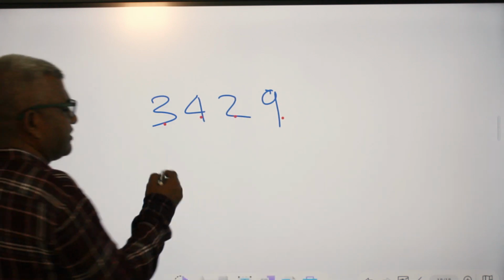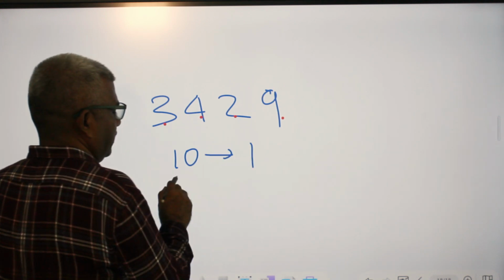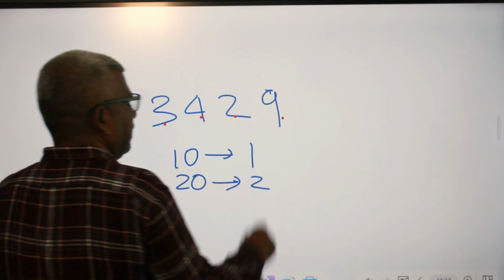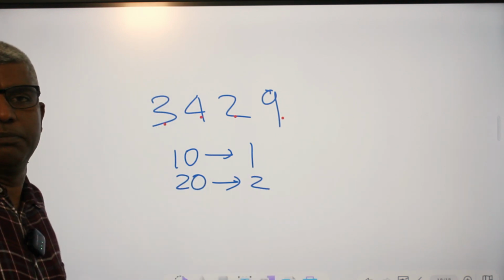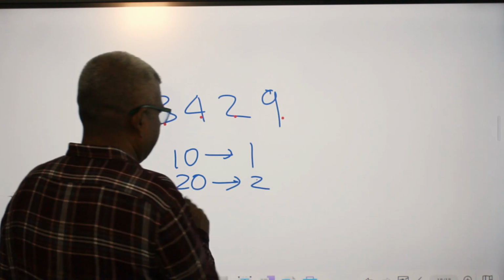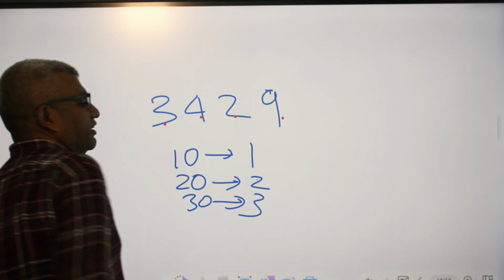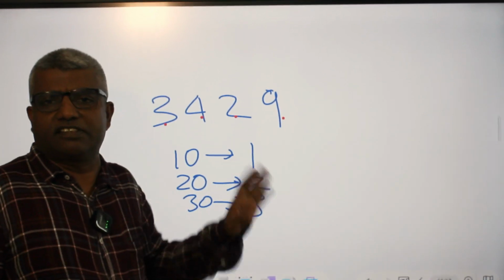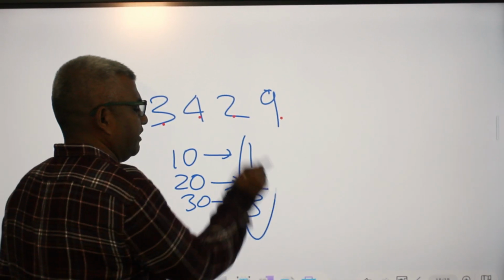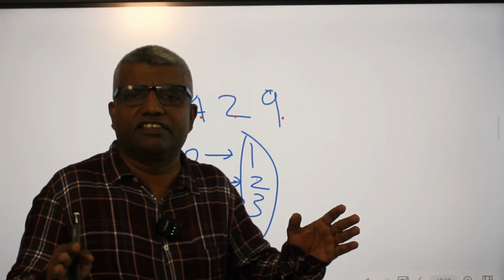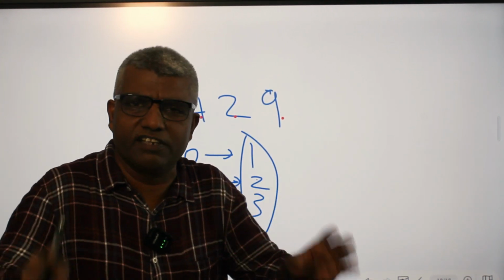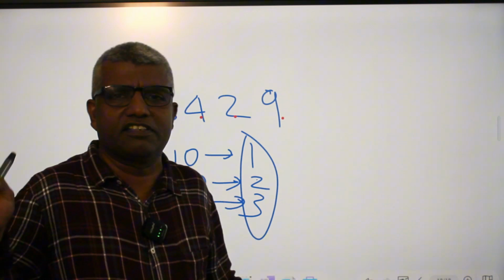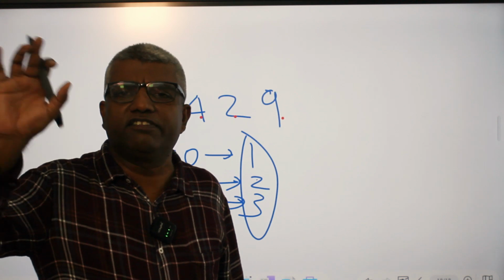Okay, what is the secret is, in 10 the balance is 1 after dividing by 9. In 20 the balance is 2 after dividing by 9. The remaining is 2. For 30 it is 3. So 10 means 1, 20 means 2, 30 means 3. So we have to add all the digits and check whether it is divisible by 9. If it is divisible by 9, the entire number is divisible by 9. Divisible by 10, that is a very simple rule, everyone knows. Check the last digit whether it is 0.